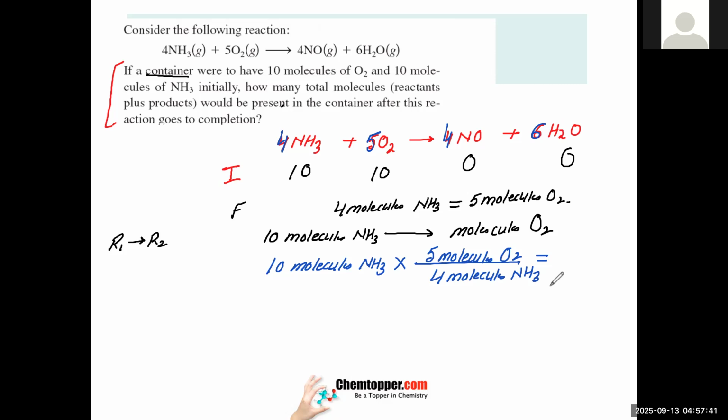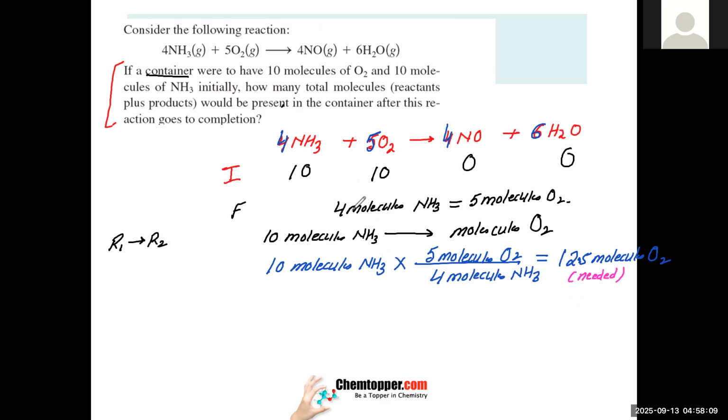50 over 4 molecules. 50 over 4 is how much? 25 over 2, so 12.5. And how much is given? 10 molecules. So is O2 the limiting reactant or the excess reactant? This is what is needed, the one which you have calculated. Limiting reactant.